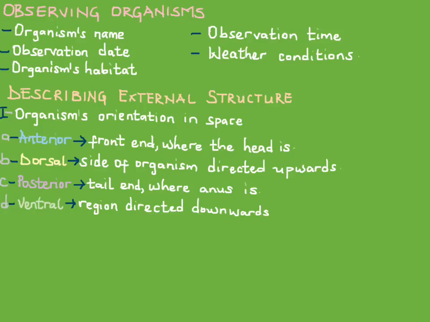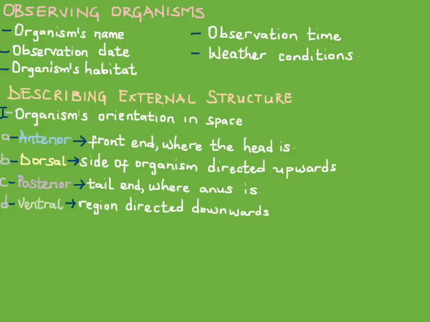A. Anterior. This applies to the front end of the organism where the head is. B. Dorsal. This is the side of the organism that is normally directed upwards. It is often called the back of the organism. C. Posterior. This applies to the tail end of the organism where the anus is. And D. Ventral. This is a region that is normally directed downwards. It is often called the front of the organism.